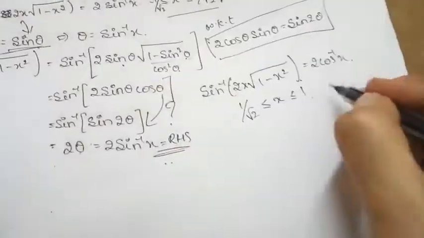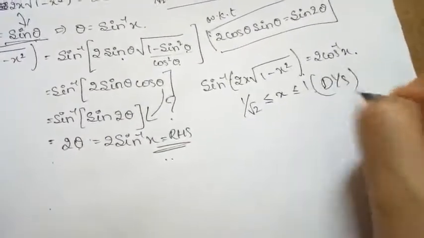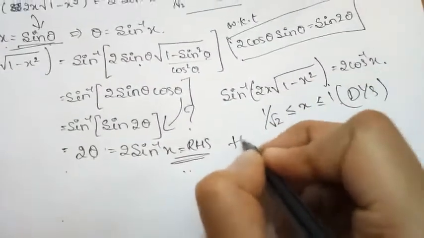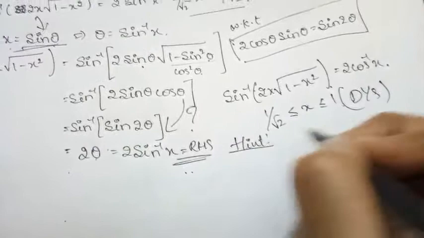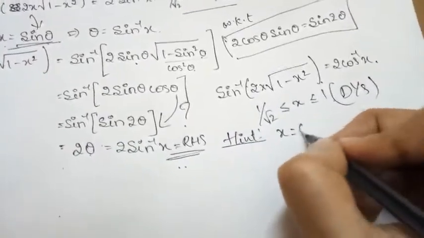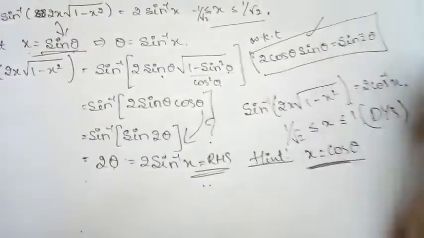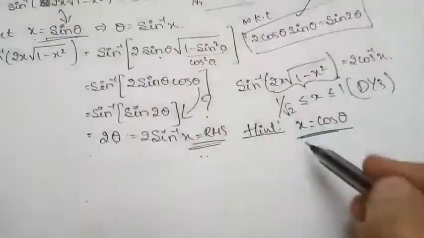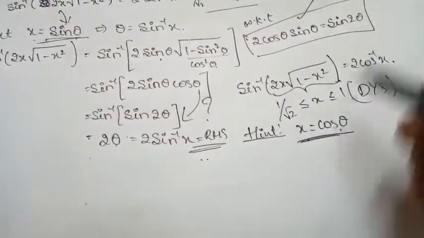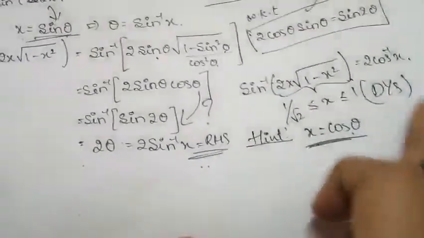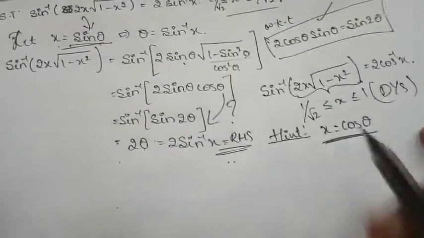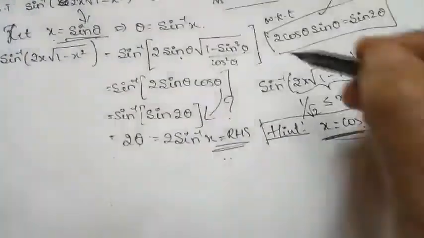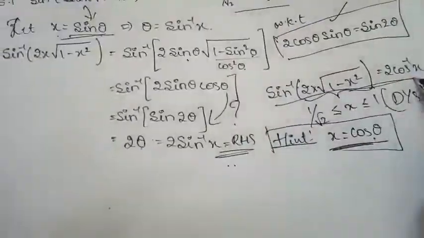So try to do this one by yourself. Try to do it by yourself. The hint which I am going to give here is take x is equal to cos theta. Similarly, like this one, an identity is going to arise when you are dealing with this by taking x is equal to cos theta. That property must be known to you while dealing with this one. So this is the hint I am going to give. So try this one by yourself.